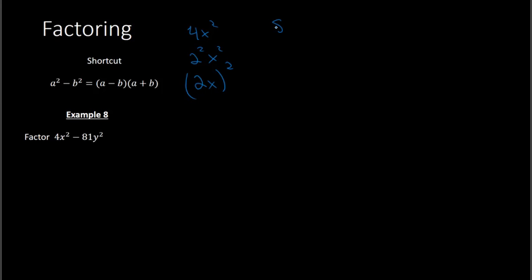And then the 81y squared, 81 is 9 squared. So we have 9 squared times y squared. So this can be written more simply as (9y) squared. All right, so here we can rewrite this as (2x) squared minus (9y) squared.